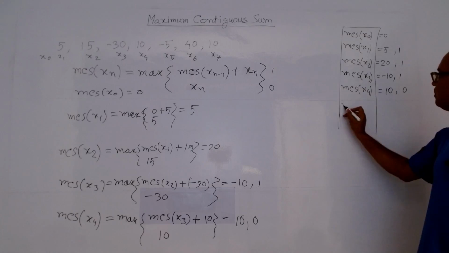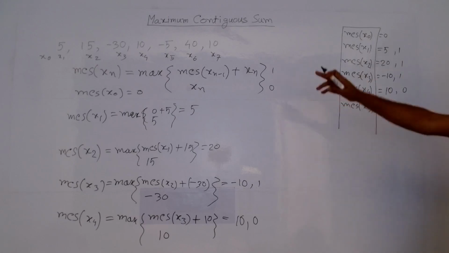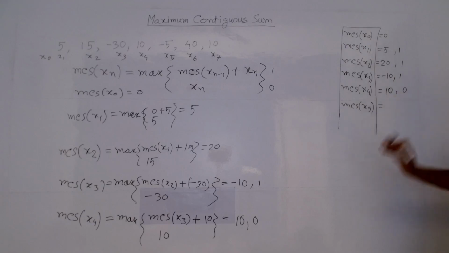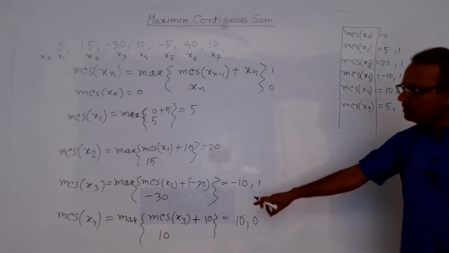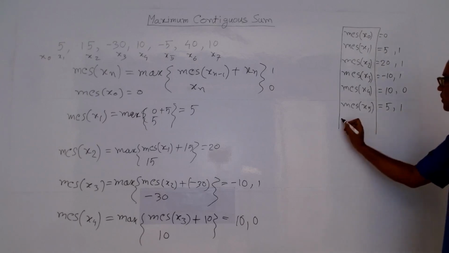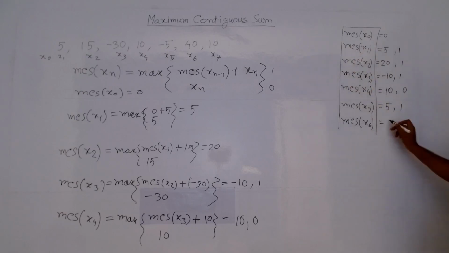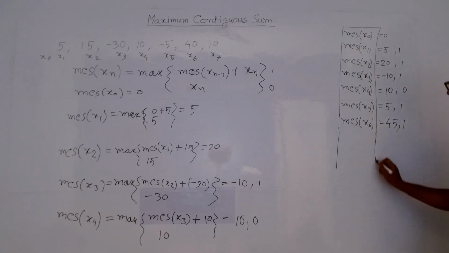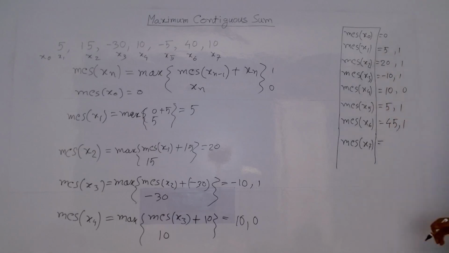This is not done by us manually, this is taken care of by recursion itself. Now similarly we can compute MCS of x5 equal to, now we have value 10, 10 plus minus 5 will be 5, and minus 5 itself will be minus 5. So 5 is bigger, let's consider 5 here. From which option? First option, adding with previous sum. So I am going to put here 1. Now let's compute MCS of x6. MCS of x6 is 40 added to 5, so we are going to get 45 here, adding with previous sum. MCS of x7 equal to 45 plus 10, 55, adding with previous sum, so first option.